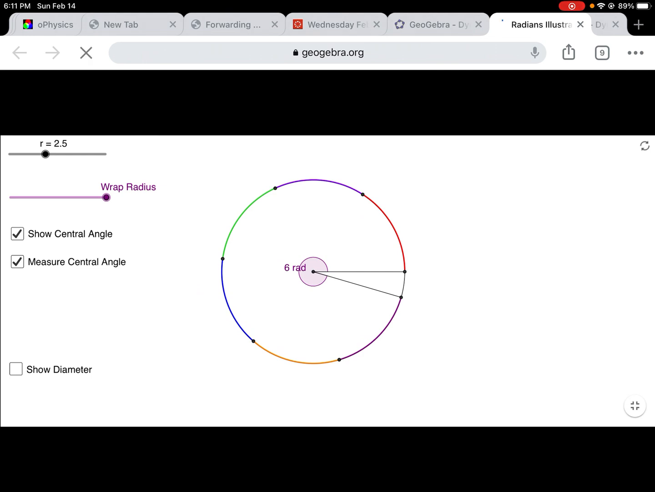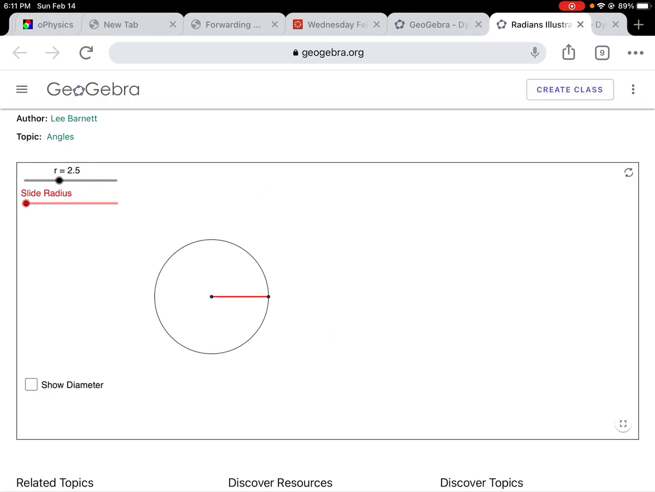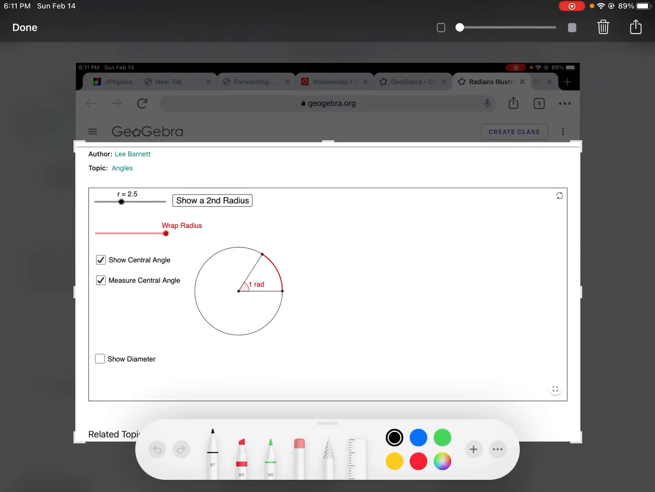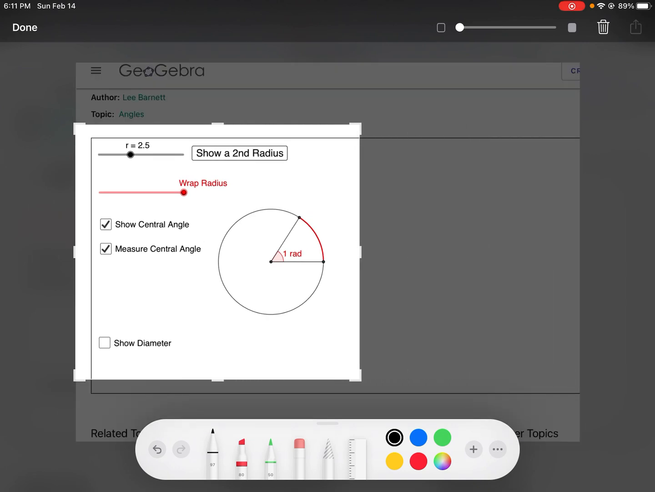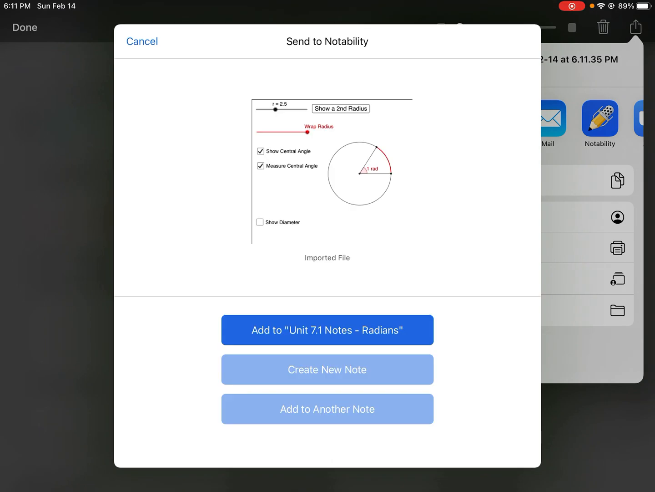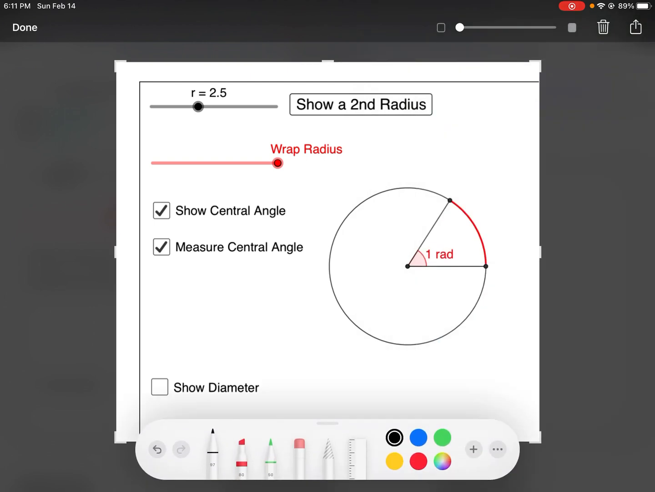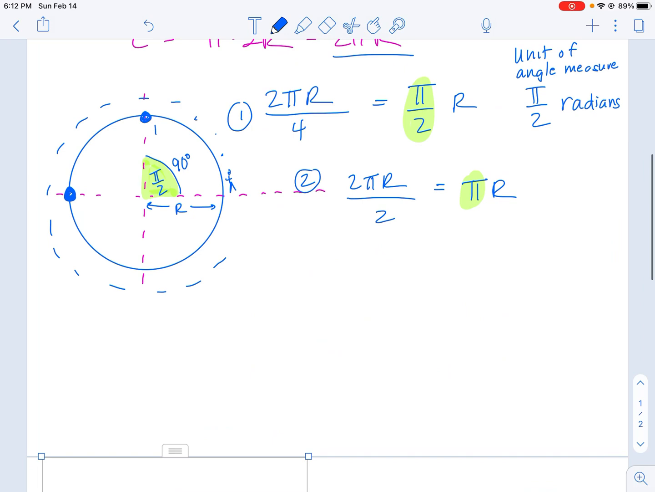Okay, so let me restart this. I'm going to take this and put this in my Notability. Okay, thank you for your patience.